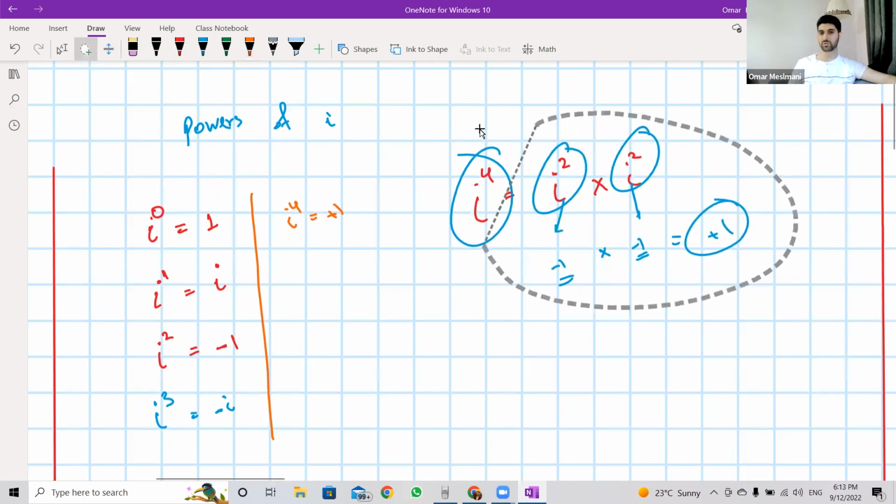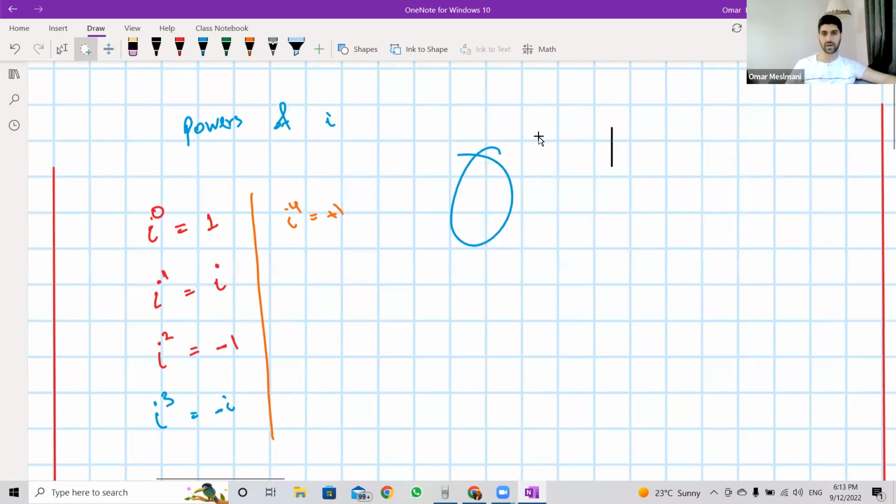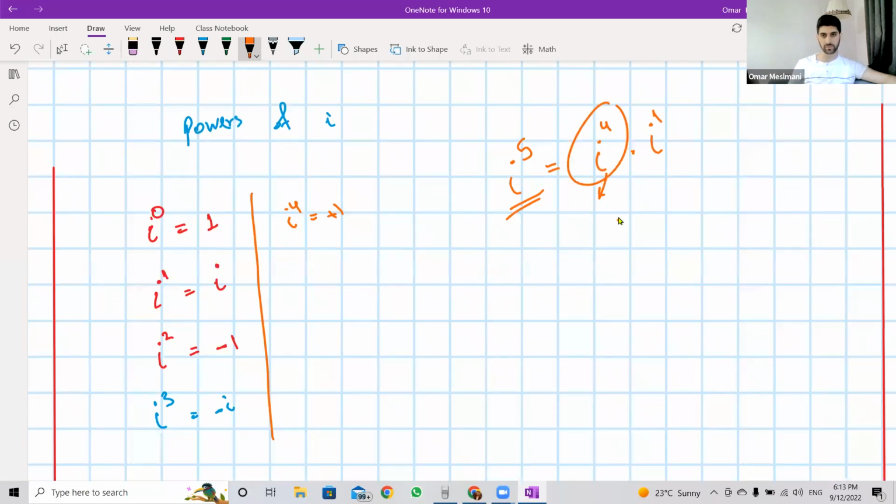Okay, let's try to prove I bar 5. Who knows what is I bar 5? Not -I, it's an I, exactly. Look, I'm going to prove it to you. I bar 5 is going to be I bar 4 multiplied by I bar 1. And I just proved to you that I bar 4 is equal to 1, times I. So 1 times I is an I. So basically, I bar 5 is an I.